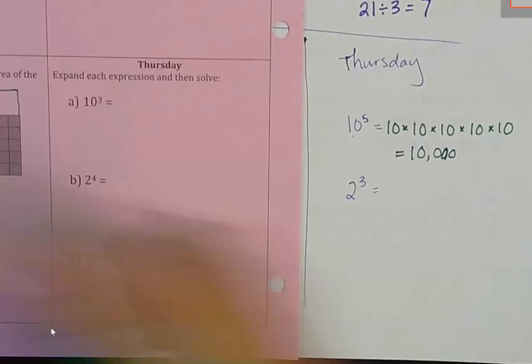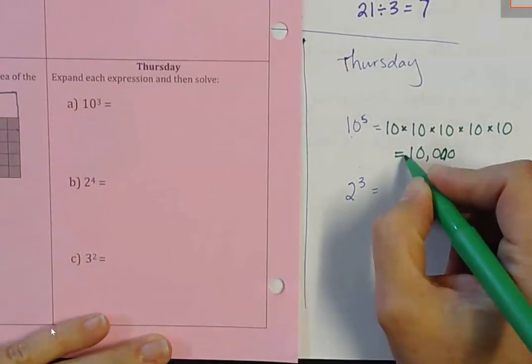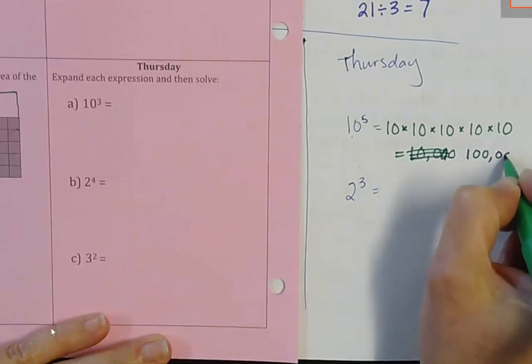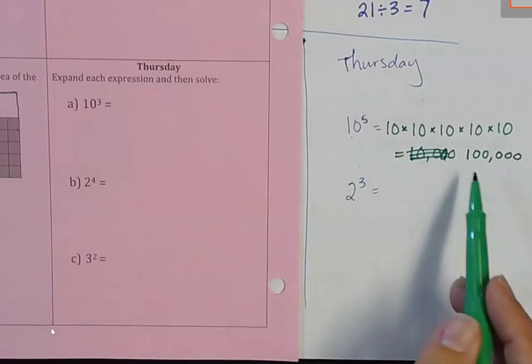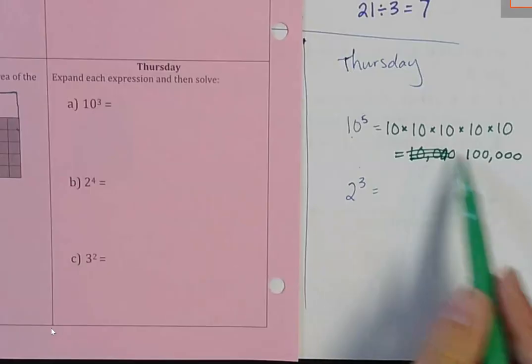Is that right? Nope, I need one more zero. 1, 2, 3, 4, 5 zeros. Okay, messing up. Sorry, guys. It's going to equal 100,000. Okay, because each time I multiply by a 10, it adds a 0 on. Okay, so this would be 100,000.